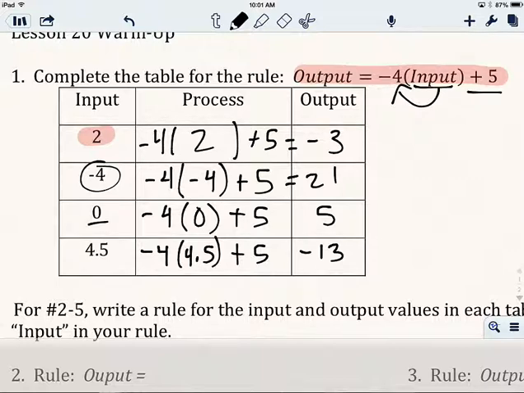All right, so again, you just follow what the rule says using the order of operations, multiply by -4, and then add 5.